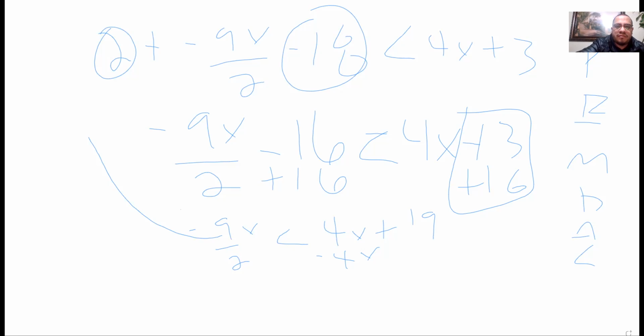All right, so let's clear it. Let's write that out again. 9x over 2 is less than 4x plus 19. We're trying to isolate the x. Sorry, it's less than here. Let's erase this. It's less than. So now we're going to isolate.